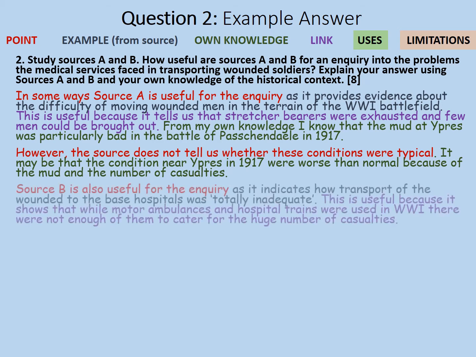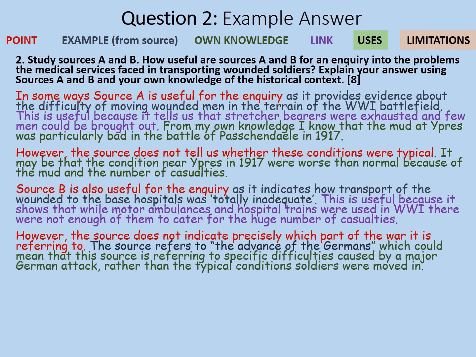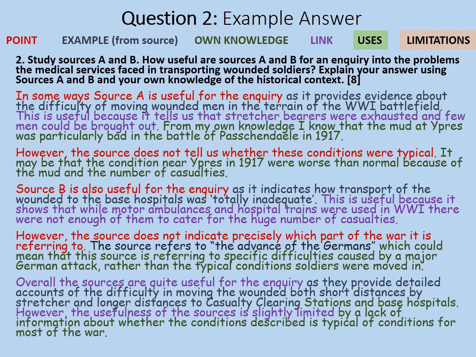It may be that the conditions near Ypres in 1917 were worse than normal because of the mud and the number of casualties. Source B is also useful for the inquiry, as it indicates how transport of the wounded to the base hospitals was totally inadequate. This is useful because it shows that while the motor ambulances and hospital trains were used in World War I, there were not enough of them to cater for the huge number of casualties. However, the source does not indicate precisely which part of the war it is referring to. The source refers to the advance of the Germans, which could mean that this source is referring to specific difficulties caused by a major German attack, rather than the typical conditions soldiers were moved in.